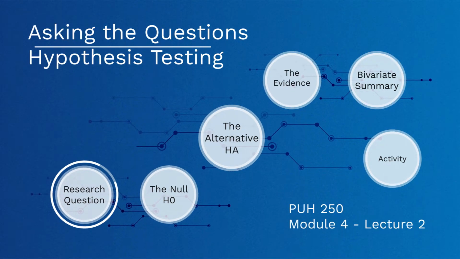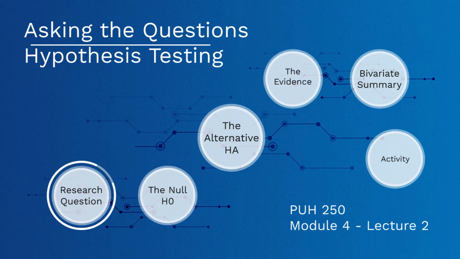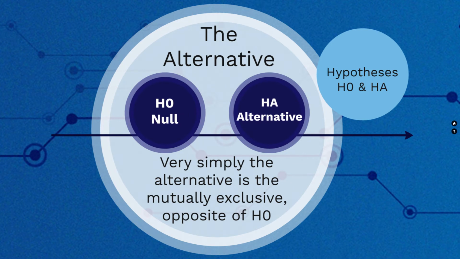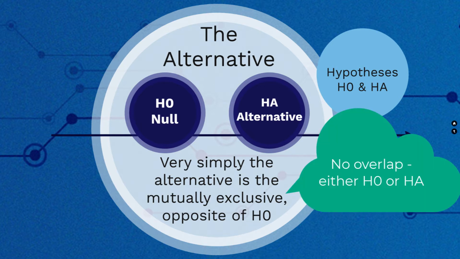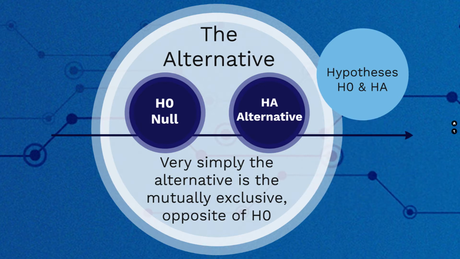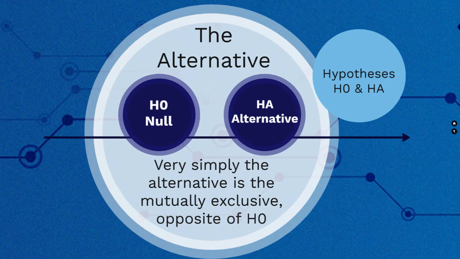And that leads us directly to the alternative hypothesis. We have our H naught and our HA, and very simply, the alternative to H naught is the mutually exclusive opposite of our null hypothesis. Remember, mutually exclusive means they are separate options. So our null is no difference. Our alternative would then be a difference. Let's take a look at those null hypotheses again and fill in the alternatives.